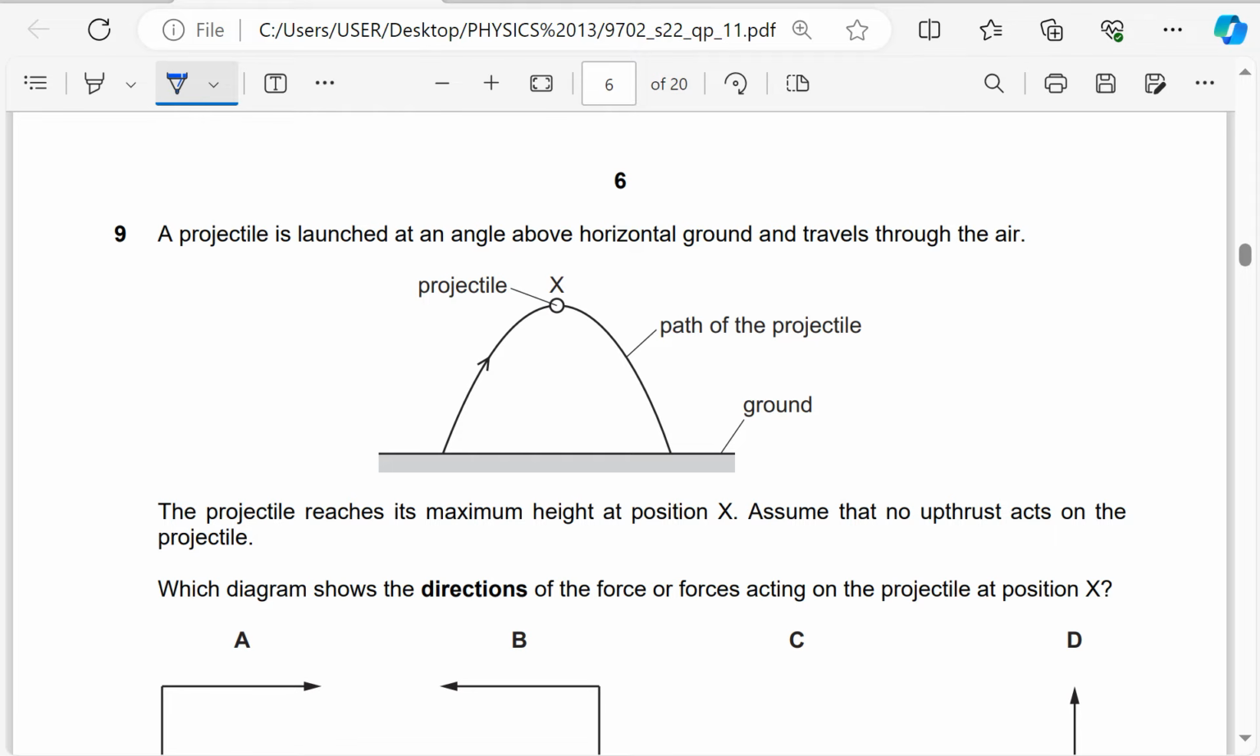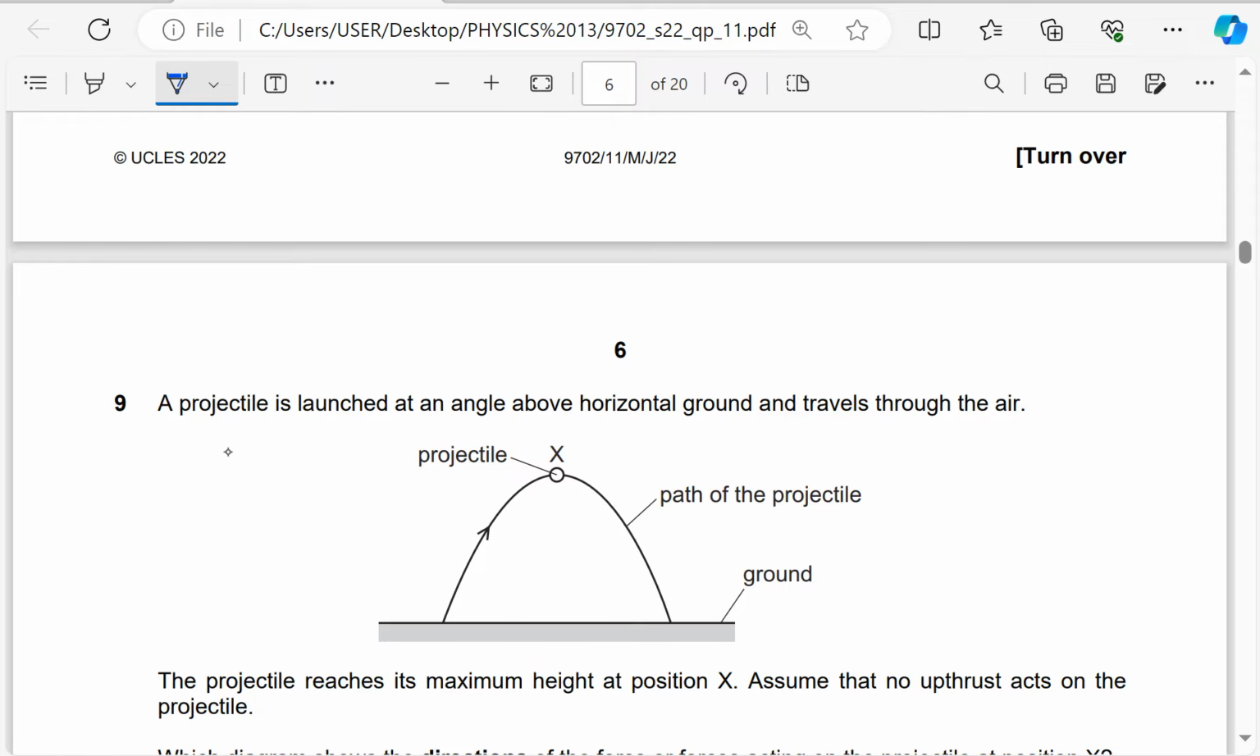A projectile is launched at an angle above a horizontal ground and travels through the air. The projectile reaches its maximum height at position X. Assume that no upthrust acts on the projectile. Which diagram shows the directions of the forces acting on the projectile at point X?